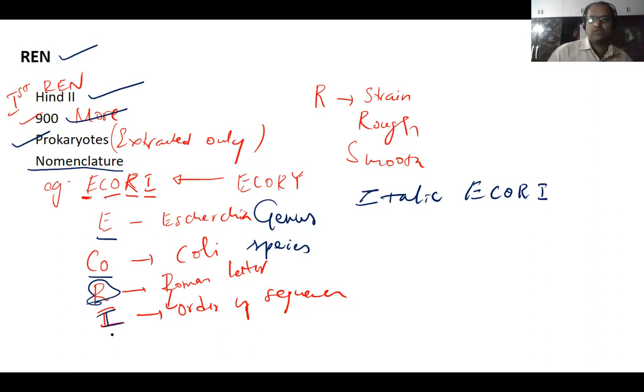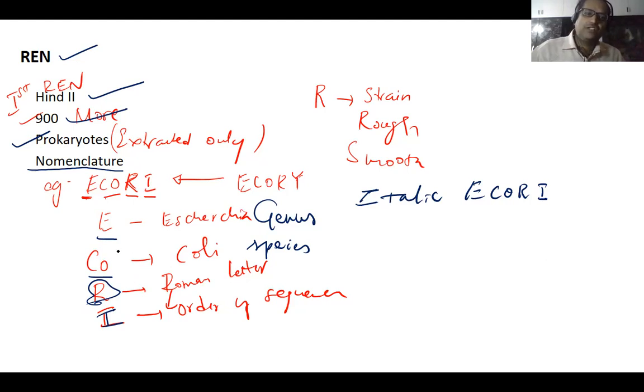So, this is the Roman numeral; 1 indicates the order of the sequence. When it is written 1, that means the first order. If it is written 2, then it is the second order. It's all about the order of discovery, what we have to understand in that particular strain, right?